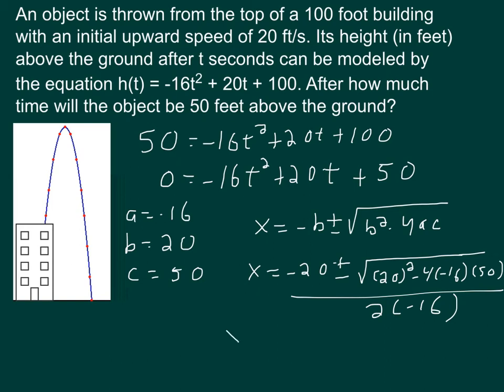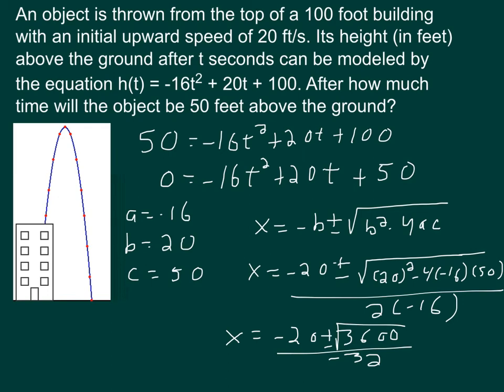And we're going to get x equals negative 20 plus or minus the square root of 3,600, all over negative 32. So from this, I take a look and I see, can I do the square root of 3,600? And as a matter of fact, I actually can. Because the square root of 3,600 is just 60 squared.